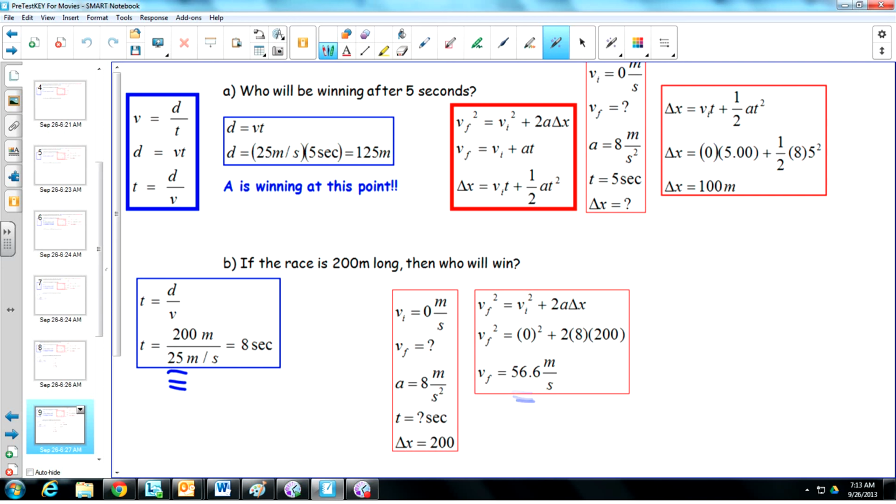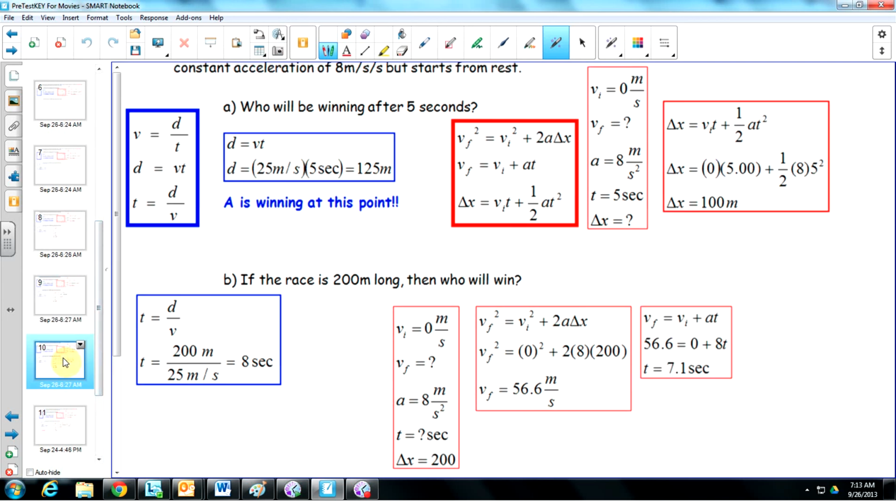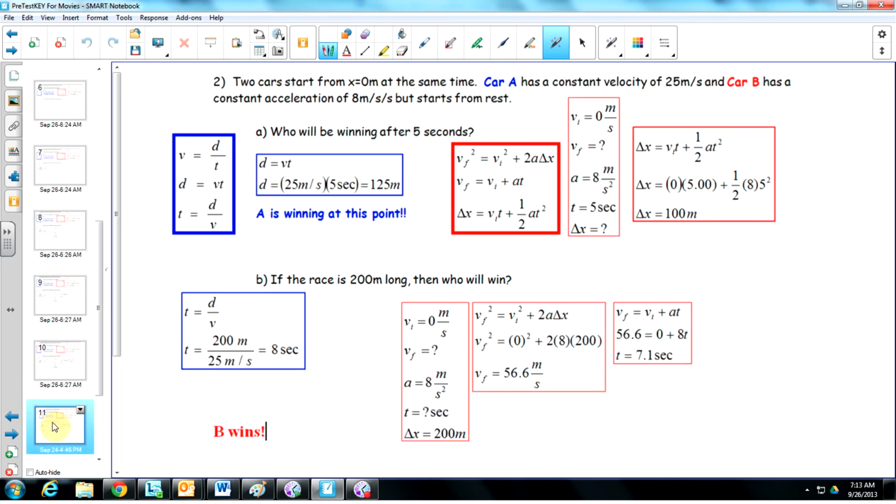Let's take a look. The last thing we can do here is just look to see the amount of time taken. At this point, it's easy to just use VF equals VI plus AT, and we get our 7.1 seconds, which is less time than the 8 seconds, so that's sweet. And we know that car B passed car A and won. Another tougher question would be to ask yourself, at what time did those two cars pass each other? See if you can figure that one out.